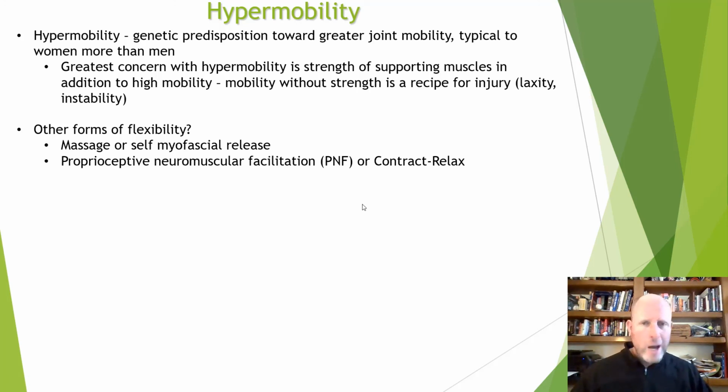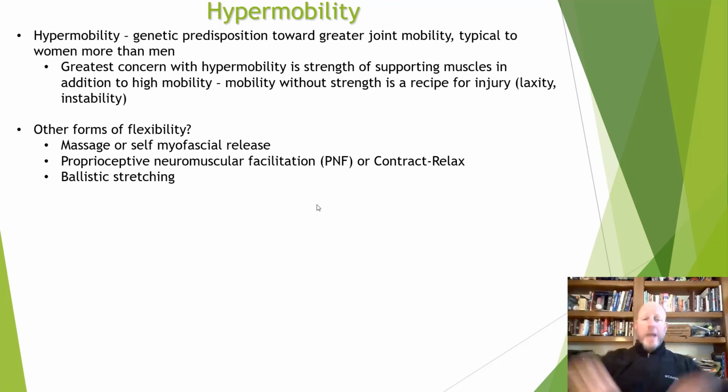Please don't do massage on someone or PNF stretching with someone unless you have specific background working with physical therapists or in university-type settings with someone who knows what they're doing before you actually do that kind of work. It shouldn't be painful. It shouldn't hurt. If the person you're stretching is grimacing, you're not doing it right. Shouldn't be that. Okay. Ballistic stretching is bobbing, bouncing, jerking for explosive type actions.